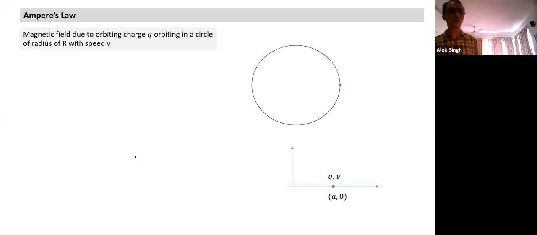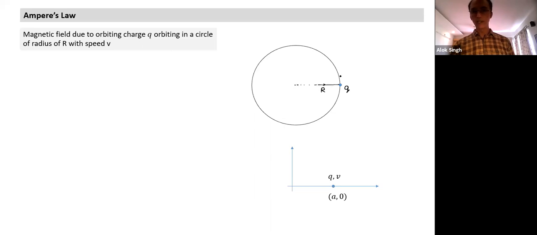Okay, now coming to some more points here. Suppose there's a charge Q here, which is moving in a circle of radius r, and it has a speed v. Will it create any magnetic field at the center? So will a moving charge, or an orbiting charge, a charge moving in a circular path, create a magnetic field at the center? Yes, sir.